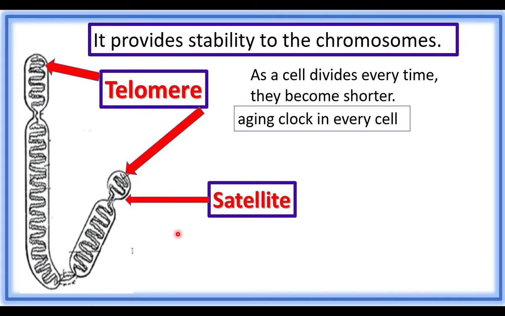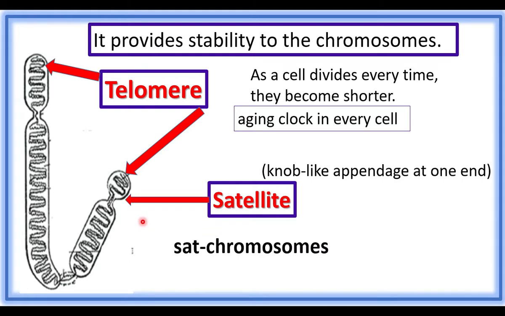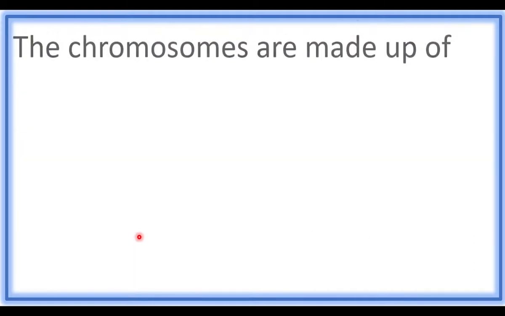Satellite is a small knob-like part of the chromosome that is connected to the secondary constriction. What are satellites? Satellites are knob-like appendages at one end. Chromosomes containing satellites are called SAT chromosomes. What we see here is a SAT chromosome because it has satellites.